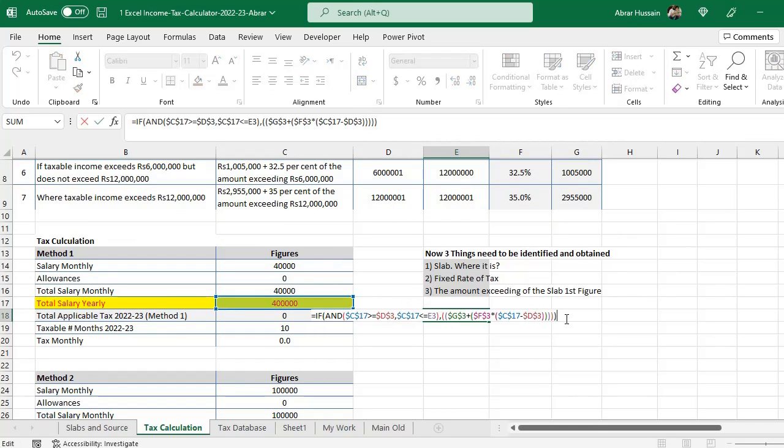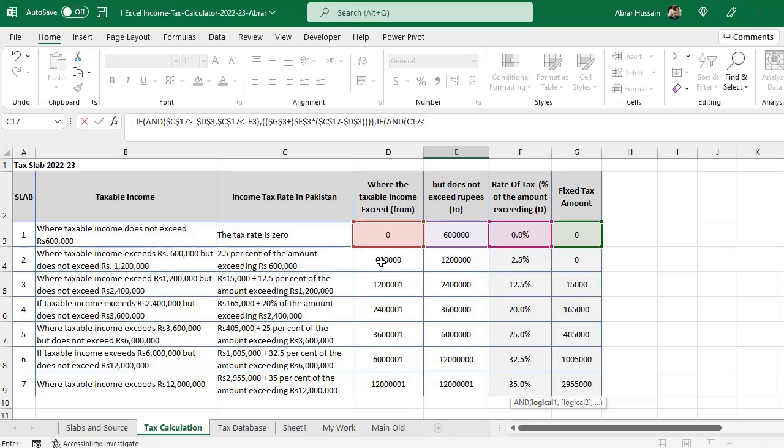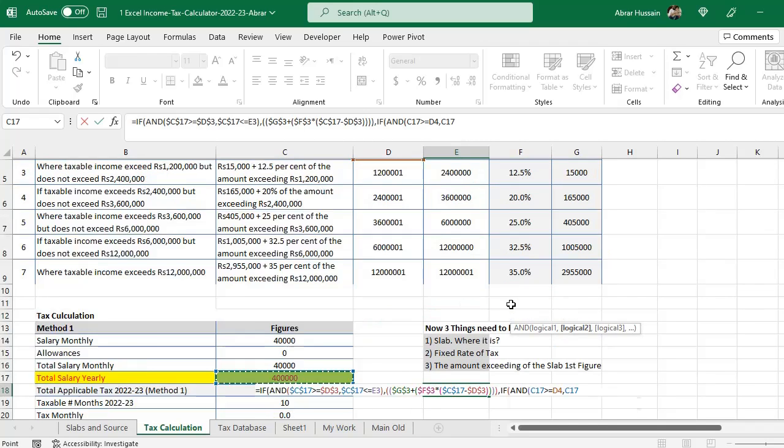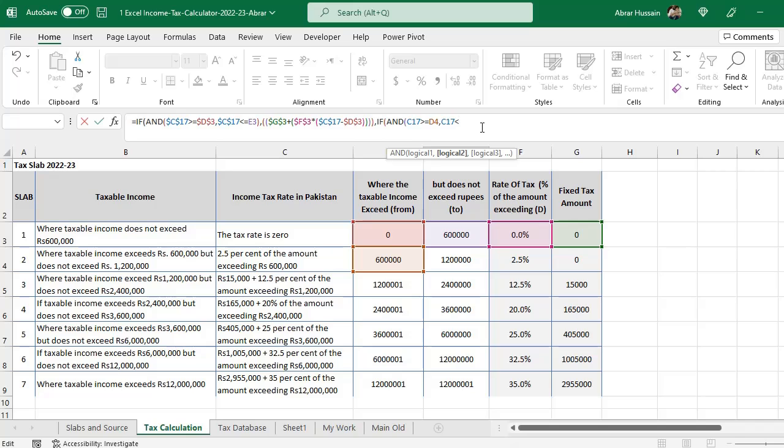Now I add another condition, IF and AND with a comma, if this amount is greater than or equal to this one, comma, this amount is lesser than or equal to this amount. Greater than or equal to this amount and lesser than or equal to this amount. That's why I have used this AND function. Two conditions. If this is the case, bracket close.